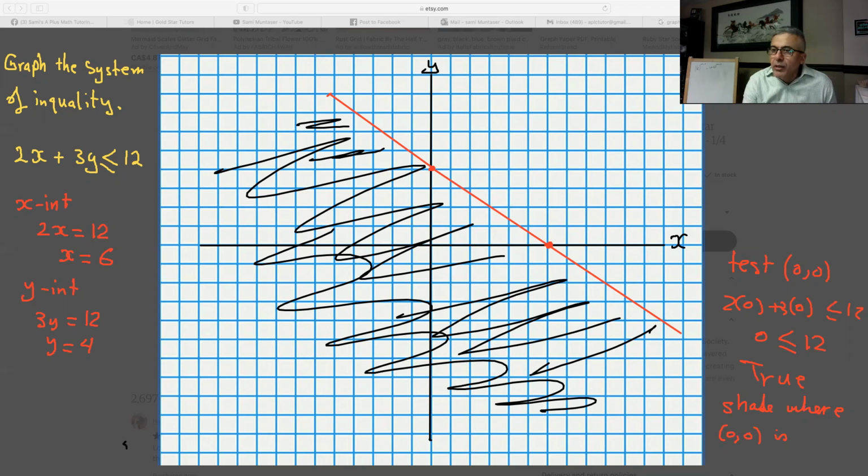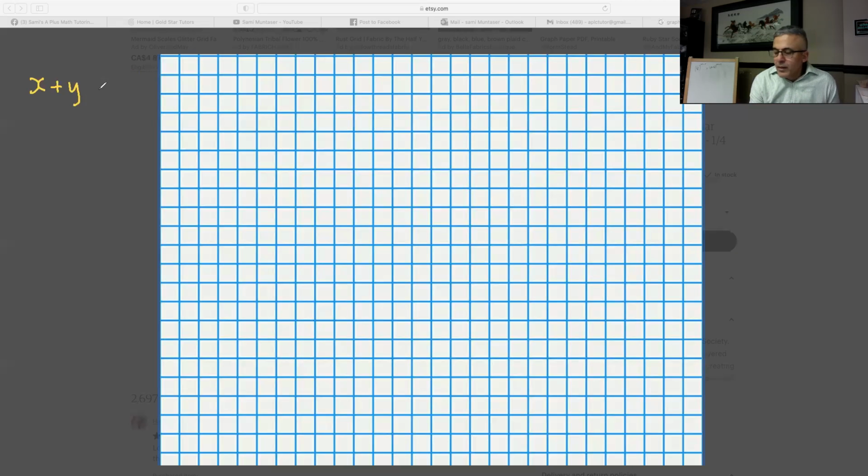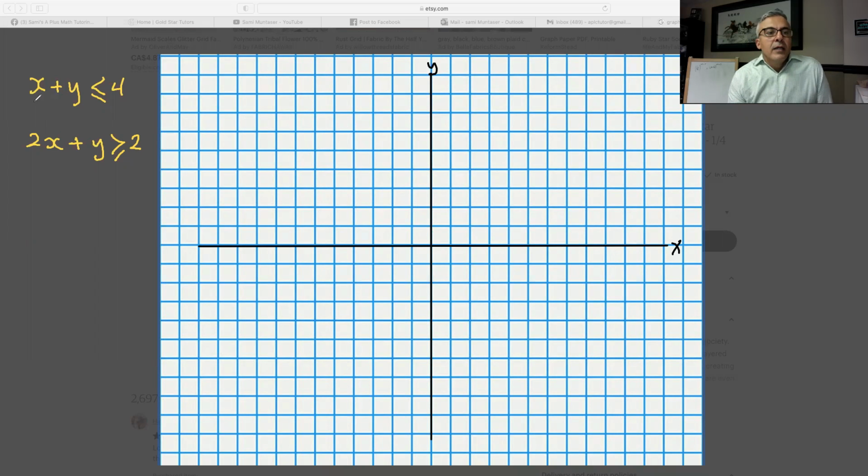We will do another one which involves two inequalities. x plus y is less than or equal to 4, and 2x plus y is greater than or equal to 2. So this is the x, this is the y. Again, if I want to graph this first line, I'm just going to ignore the x, and I get y equals 4. So the y-intercept is 4. And if I'm going to graph the x-intercept, I ignore the y, and then I get x equals 4.